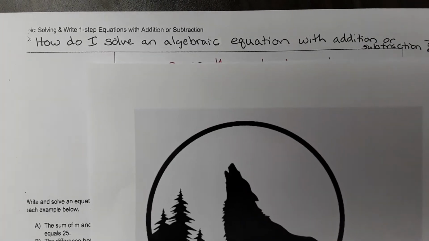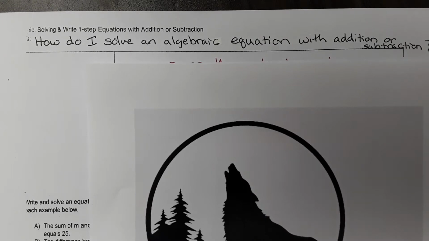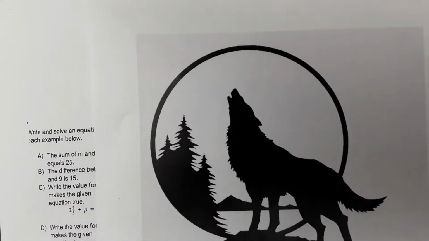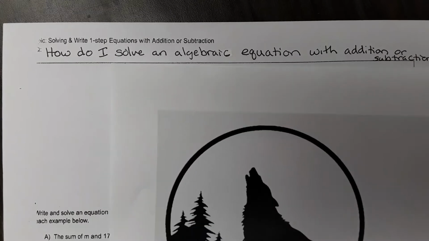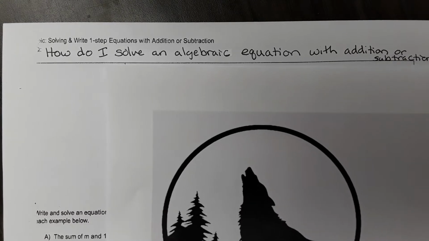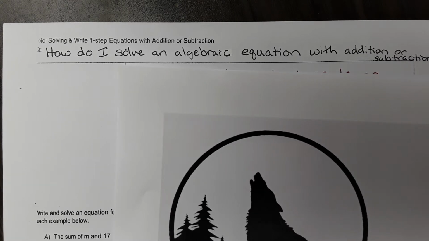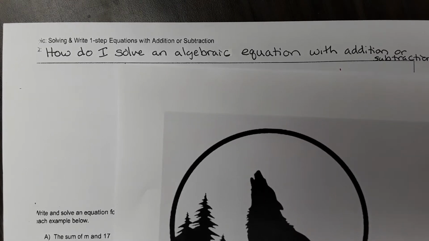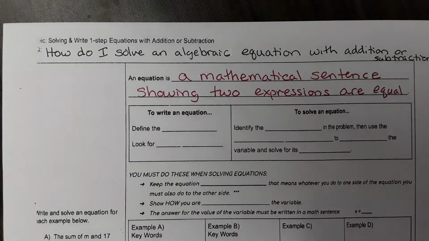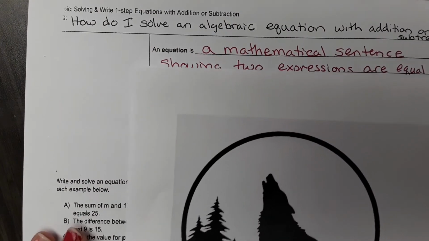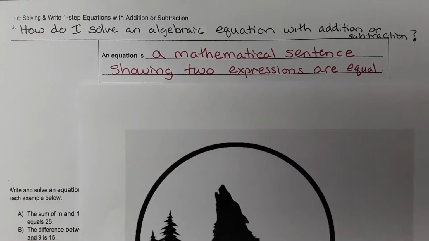Now, before we do that, as you can see, I have this picture of a howling wolf right here, because our goal is going to be to isolate the variable. And when we do that, we're going to howl because we've accomplished our goal. We're going to be excited with great jubilation. So without further ado, let's define what an equation is, because we already know what an expression is.